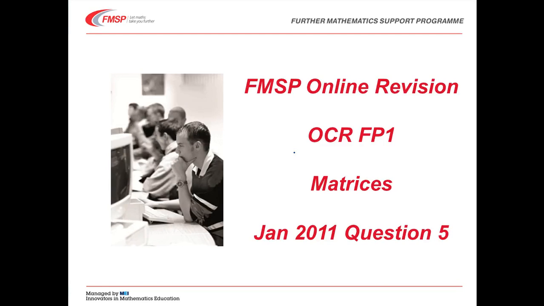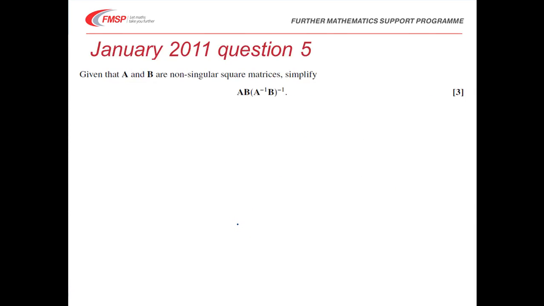This session is for OCR FP1, topic is matrices, and we're doing January 2011, question 5. So a short question, just 3 marks, which says, given that A and B are non-singular square matrices, we've got to simplify this result.